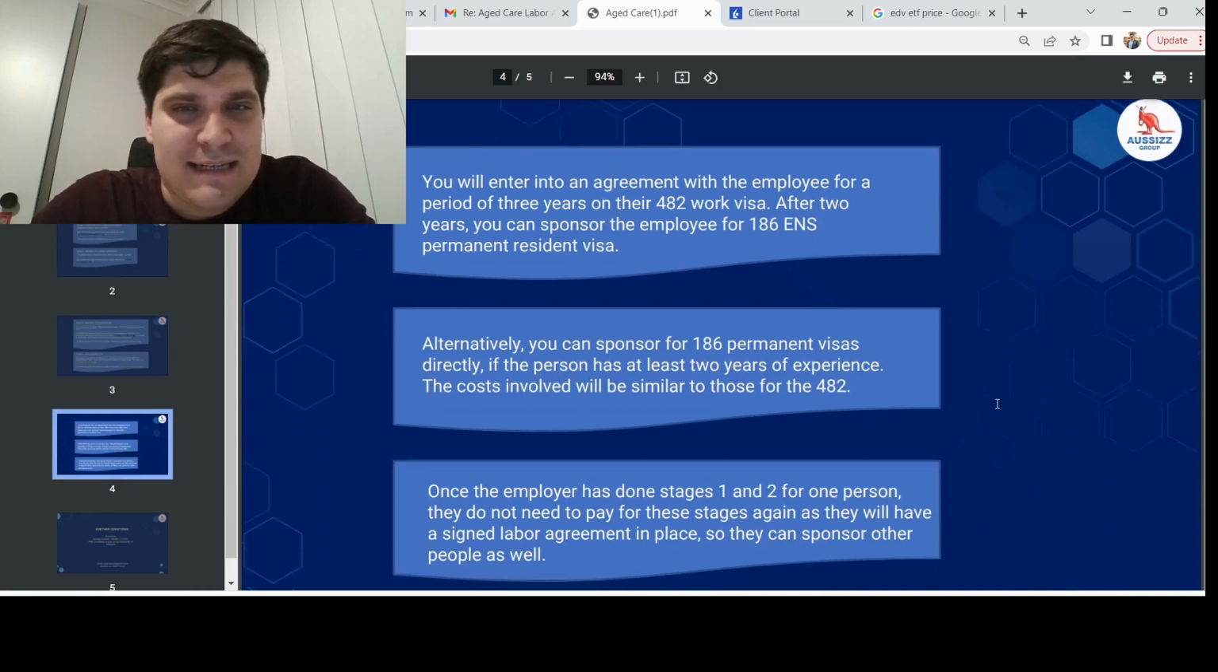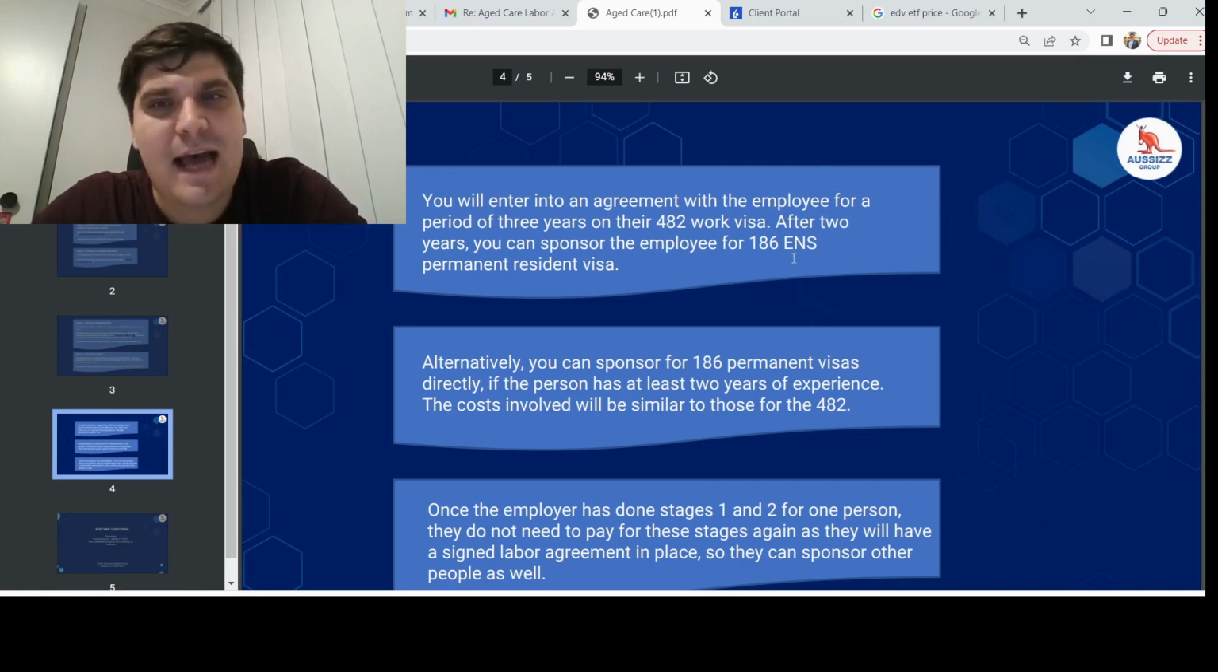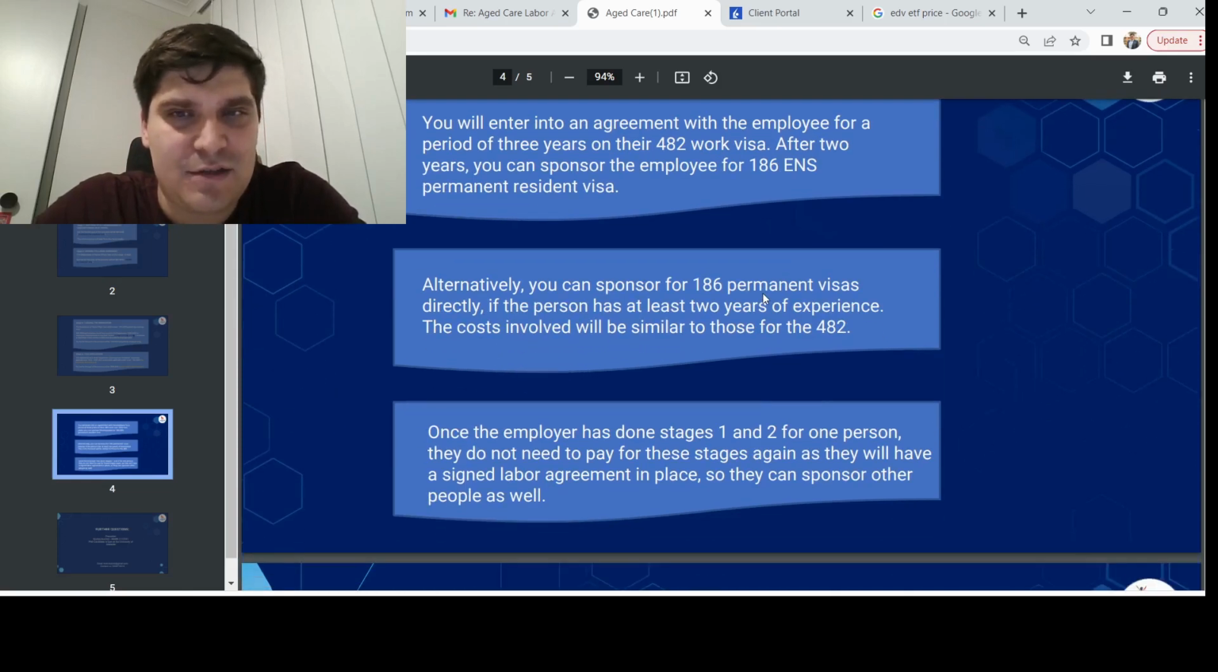The labor agreement that is entered into is for a 3-year 482 visa. You can do more. You can do it for 4 years, but usually you do 3, because after 2 years you can sponsor the applicant for a 186 permanent visa. So the applicant can then jump into a permanent visa, get permanent residence in Australia. Alternatively, you can sponsor for permanent resident visa 186 directly if the person has at least 2 years of experience, and the costs involved will be similar to those that I've shown for the 482.